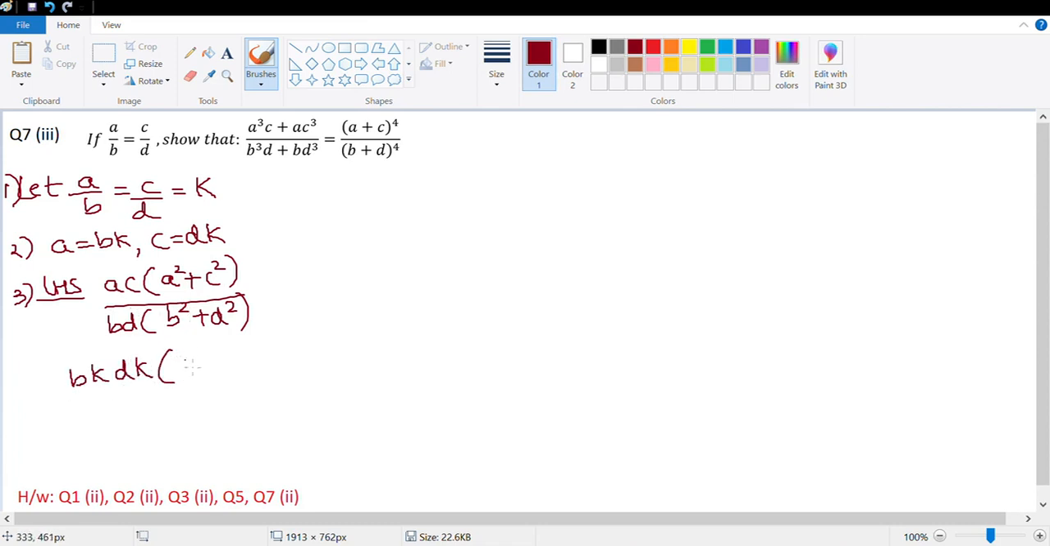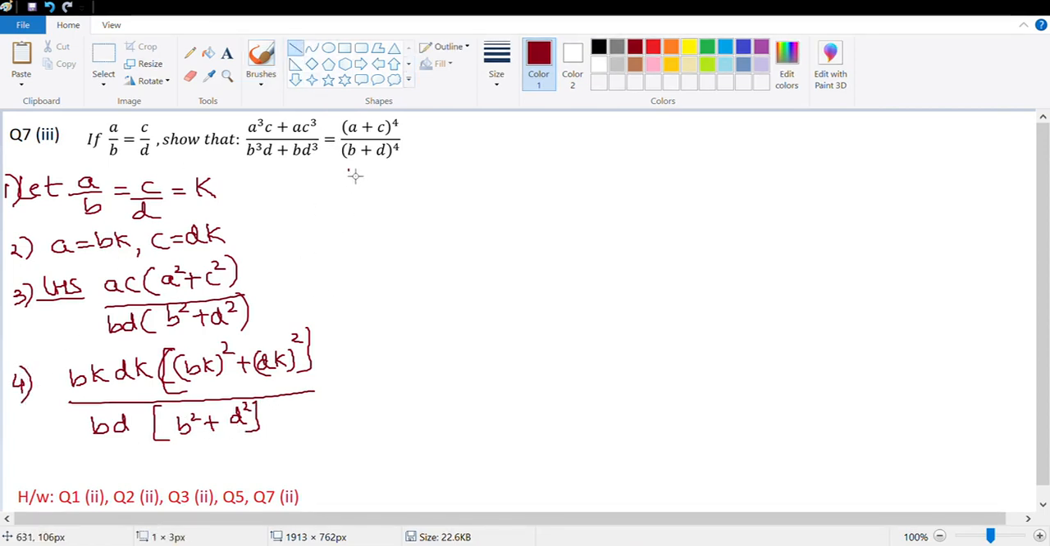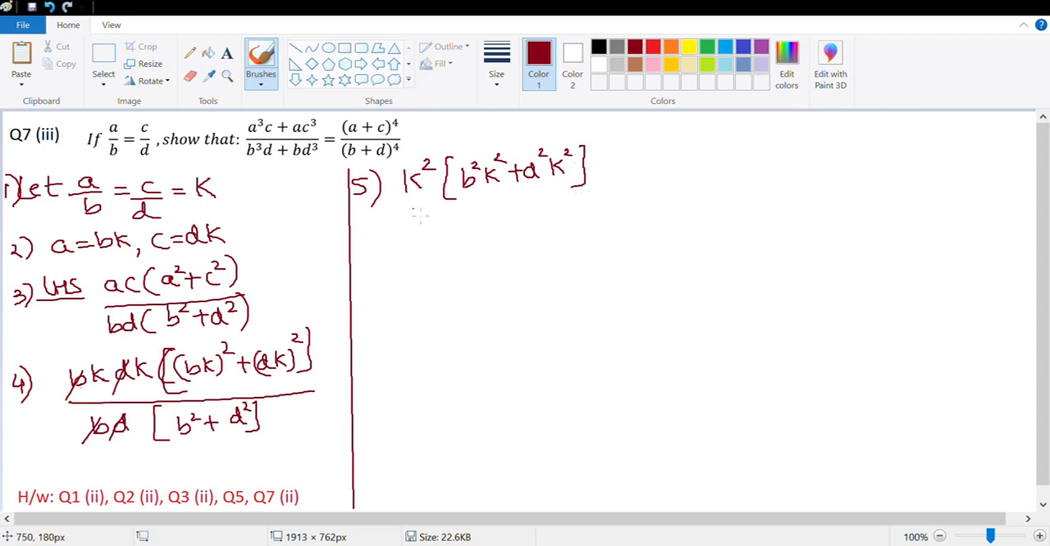A is bk the whole square. C is dk the whole square. In the denominator, I have bd and I have b square plus d square. Okay, this is point number 4. Okay, next point. This is bk dk, this b and this b get cancelled, this d and this d get cancelled. So what we have is k square. In the bracket we have b square k square plus d square k square. In the denominator we have b square plus d square.